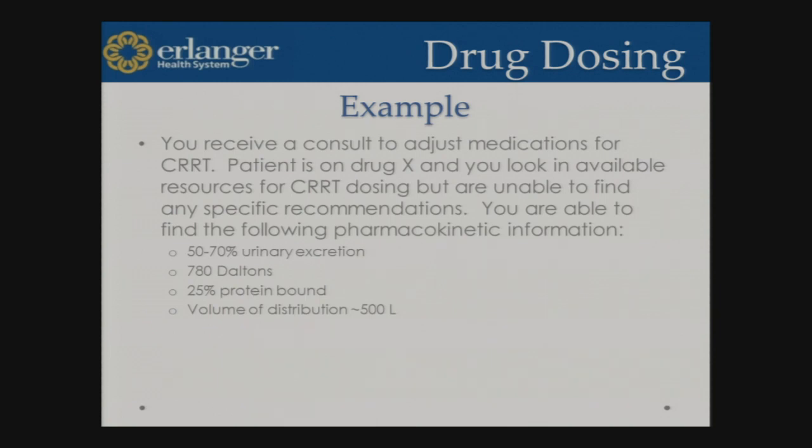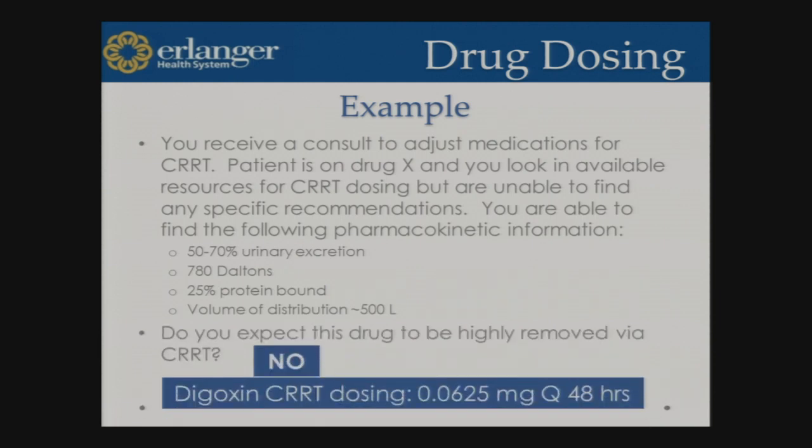So let's say you receive a consult to adjust medications for CRT, which we do commonly get, and the patient is on drug X. And you look in your resources and you can't find dosing for CRT for this drug anywhere. But you're able to find the pharmacokinetic information in the package insert. And it says that it's 50 to 70% cleared by the kidneys. It's 780 Daltons, so medium to small size molecule. It's 25% protein bound, but its volume of distribution is around 500 liters. Do you guys think that this drug is going to be cleared by CRT?